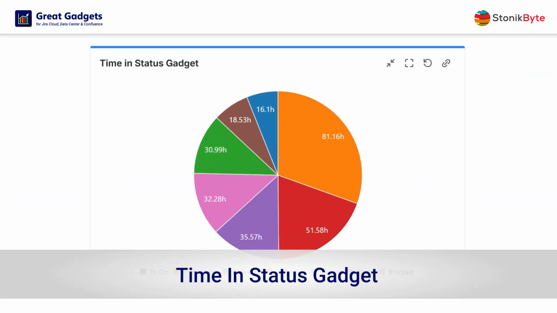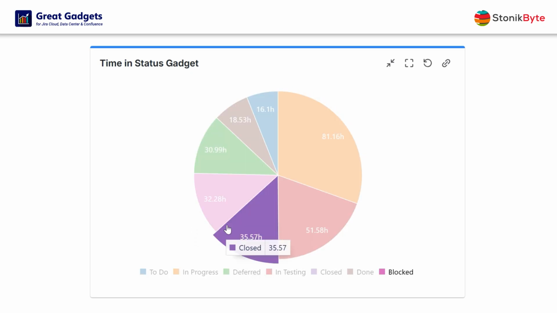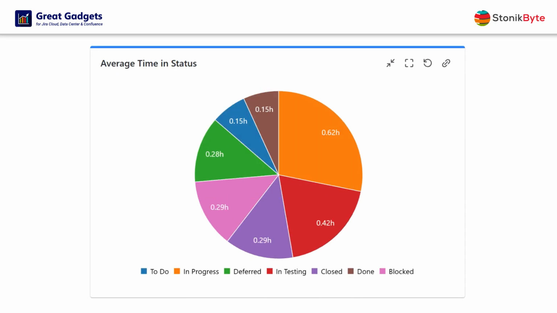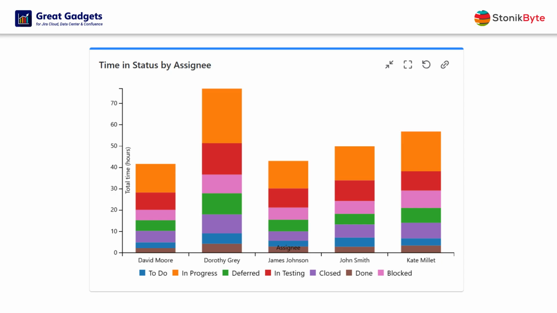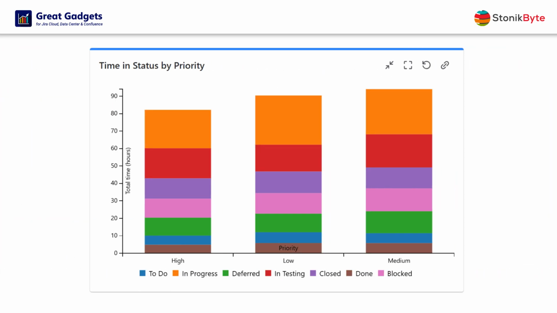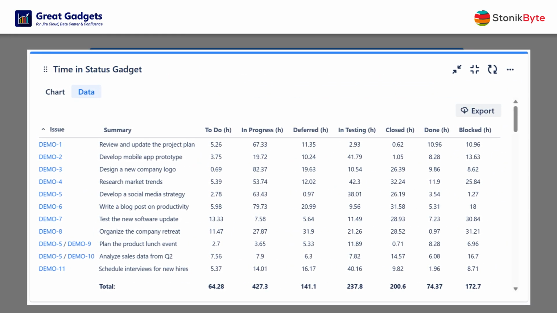The time and status gadget indicates how long the work item stayed in each workflow status category, or board column. It helps you identify which parts of your workflow are time-consuming and should be improved. This gadget allows you to calculate total time, or average time. The results can be displayed in various types, as a pie chart, a bar chart, or a column chart. And the data can be grouped by different criteria, such as assignee, project, or priority. In addition, the gadget can display a data tab, which can be easily exported to CSV format.